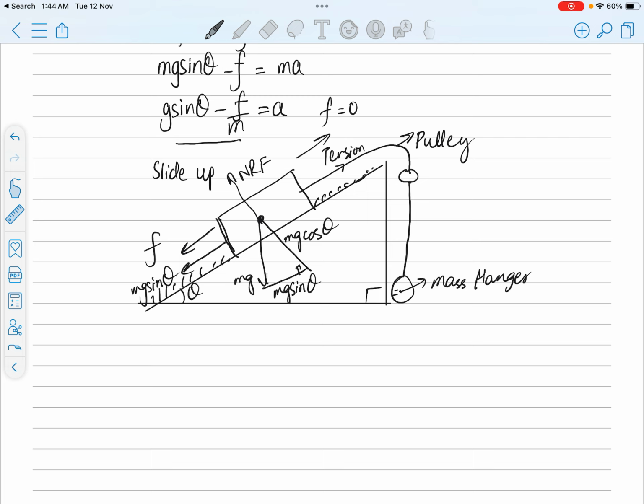Now mg sine of theta will also be acting in this direction. So now our resultant force, which is equal to ma, is basically equal to the forward force minus the frictional force.